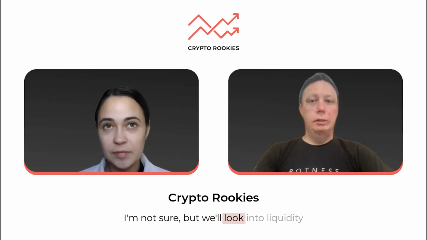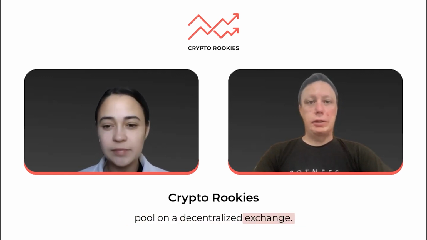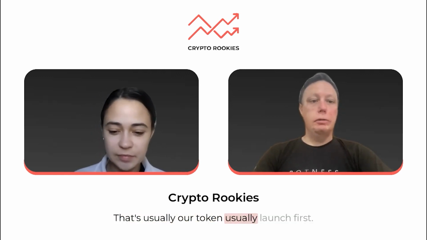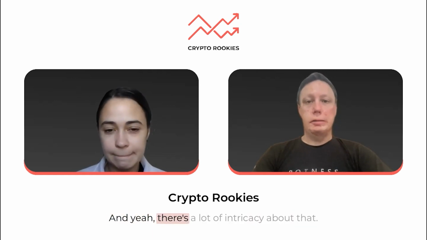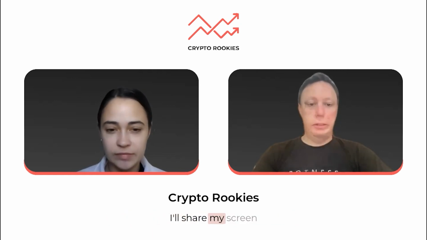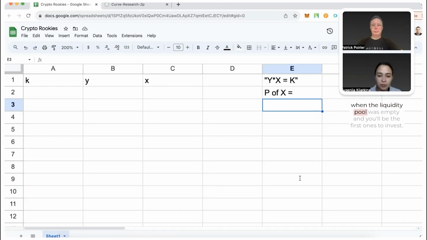I'm not sure, but we'll look into liquidity pool on a decentralized exchange. That's usually how tokens first launch. And yeah, there's a little bit of intricacy about that. I'll share my screen. When the liquidity pool is empty and you'll be the first one to invest your capital, the procedure of calculation will be the same compared to if it already exists, where there are lots of people inside and you just enter after some period of time. But typically speaking, the project will be the first to put money into the liquidity pool.